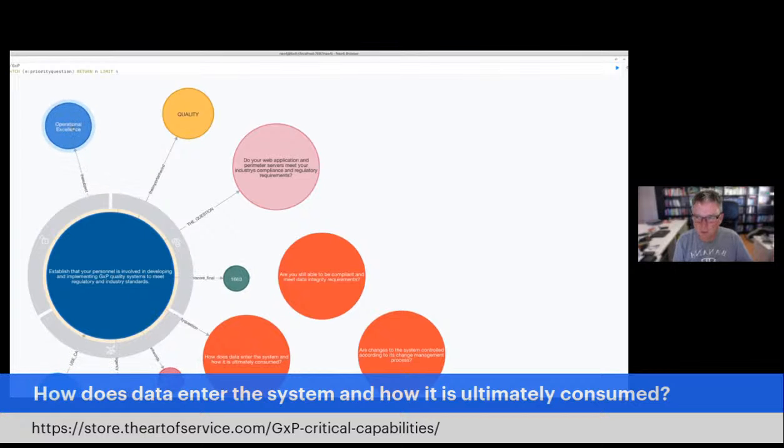You see here another ball, a blue ball, light blue ball, operational excellence. We haven't spoken about that one. What we have in the Kanban are related topics to the main topic. So GXP is the main topic. A related topic to GXP is operational excellence.